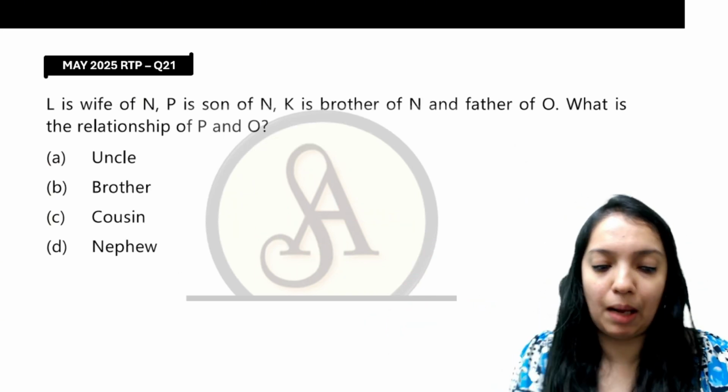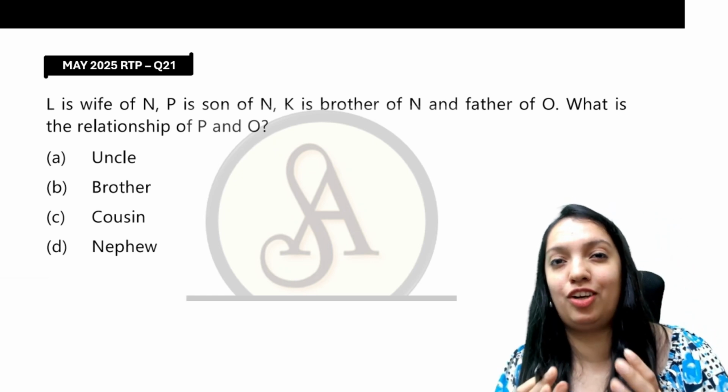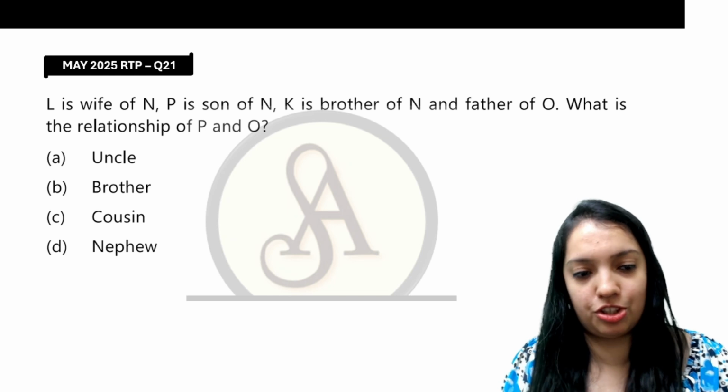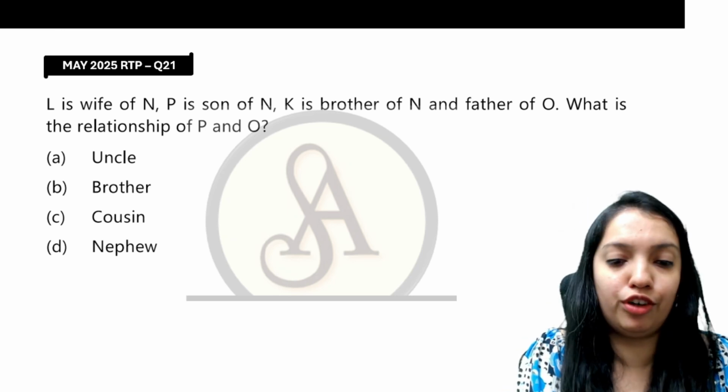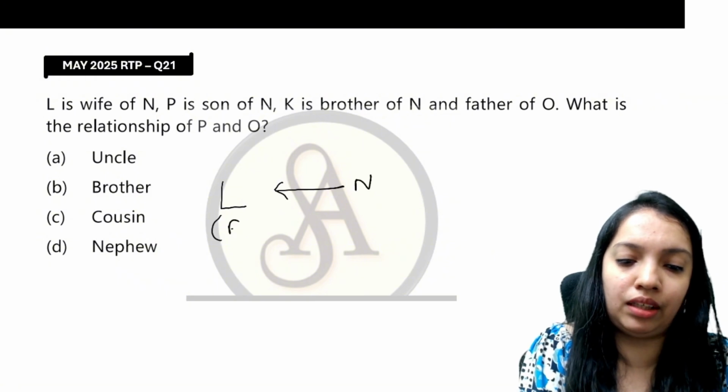Next, blood relations chapter. I generally feel that students are scared of blood relations when it comes to logical reasoning. L is wife of N. Okay, L is wife of N, female.